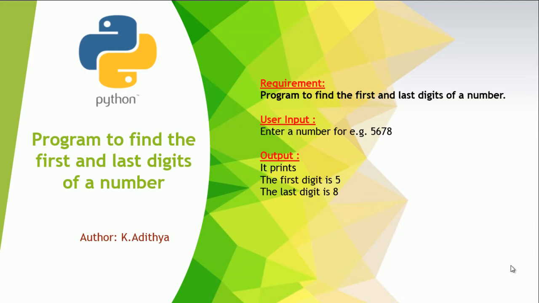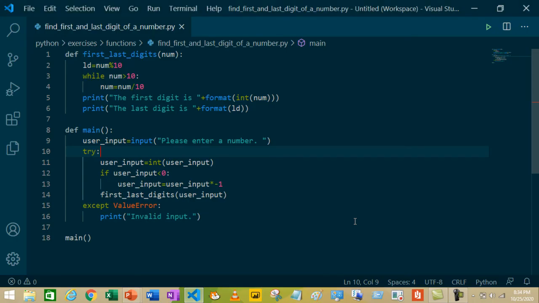Welcome to my channel. Today I am going to say how to write a program to find the first and last digits of a number in Python. First, let's assume that the user has given a number, for example 5678. Okay, so it prints the first digit is 5 and the last digit is 8. Now let's see the code.